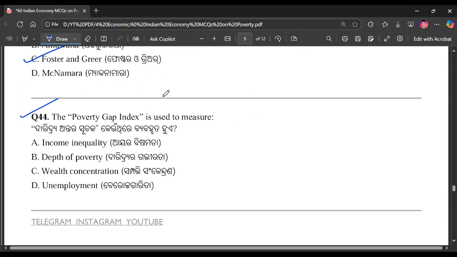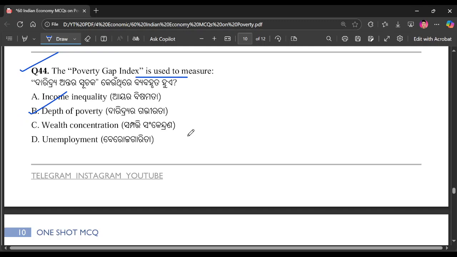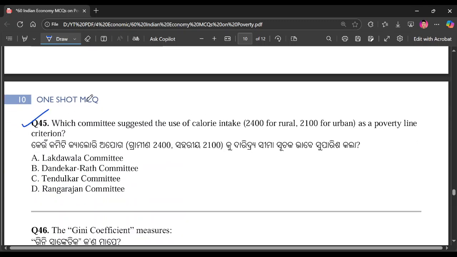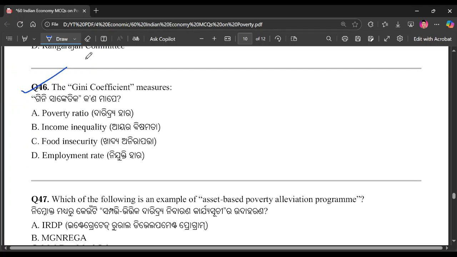Question number 44. The poverty gap index is used to measure? Right answer is option number B. Question number 45. Which committee suggests the use of calorie intake, 2400 for rural and 2100 for urban, as a poverty line criterion? Right answer is option number B. Question number 46. The Gini coefficient measures? Right answer is option number B.